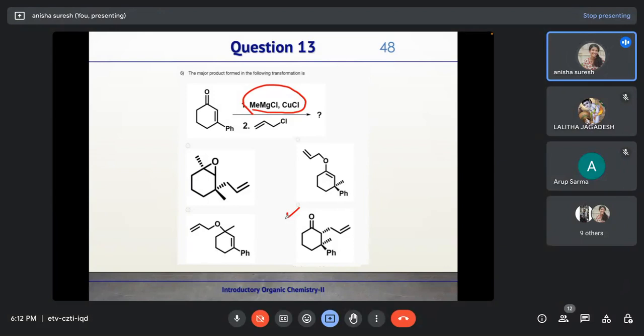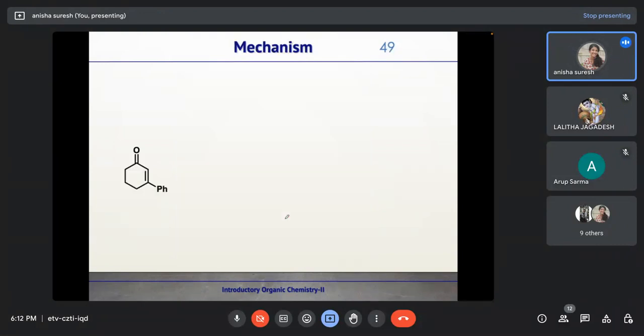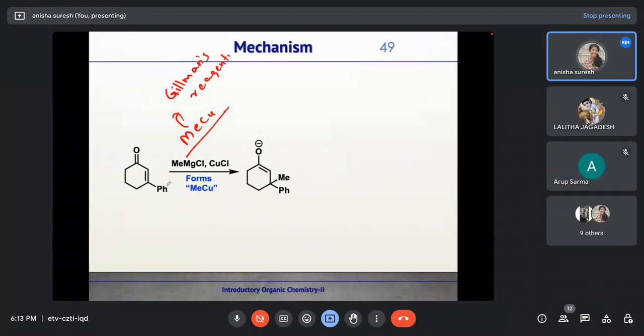It is most similar to the first reaction that we have discussed. So we are having this alpha beta unsaturated ketone and we are treating it with MeMgCl and copper chloride. So it will give rise to MeCu, which is Gilman's reagent. It will favor 1,4 addition reaction. So 1,4 addition of methyl will be taking place. Here methyl minus 1,4 addition will be taking place and this enolate will be formed.